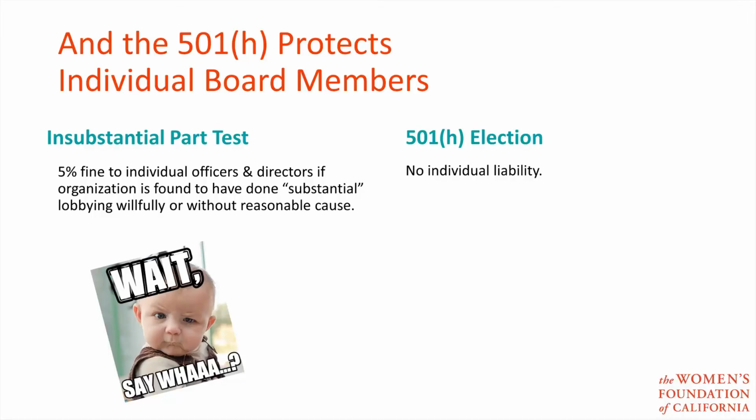And guess what else? If you lobby under the insubstantial part test, your individual board members and directors could be personally fined. You heard me right, and directors and officers' liability insurance does not cover that. File the 501H and there's no individual liability. It's like personal insurance for the price of a stamp. So you have a choice.